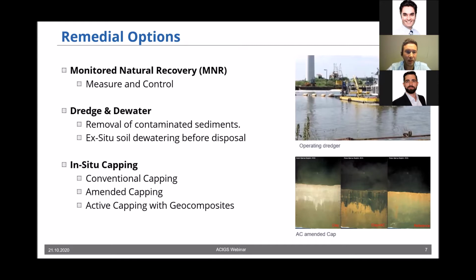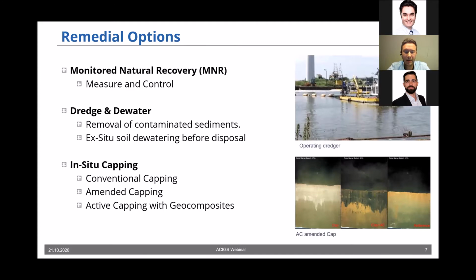The next thing is the dredging and dewatering, where we use, I don't know if you can see my cursor, but here, like in the upper picture, you can see a dredger, which we can use to remove the contaminated sediments and pump them away from the site, and then they are no longer in the river bodies. Afterwards, they have to be dewatered with the help of centrifuges or filter presses, or also dewatering tubes, of course, before they can then be disposed of in a landfill.